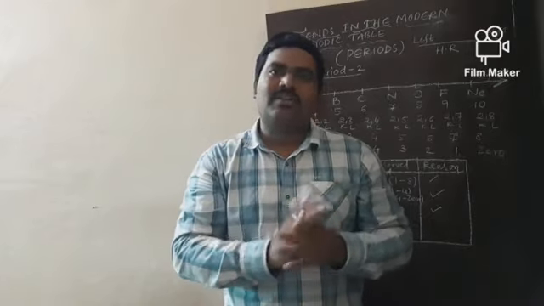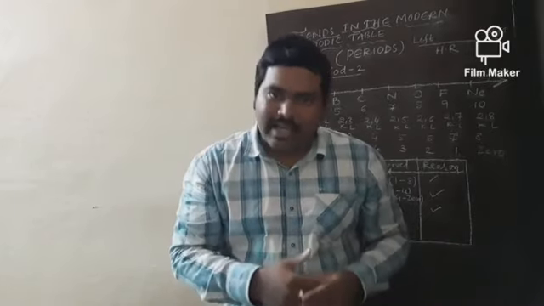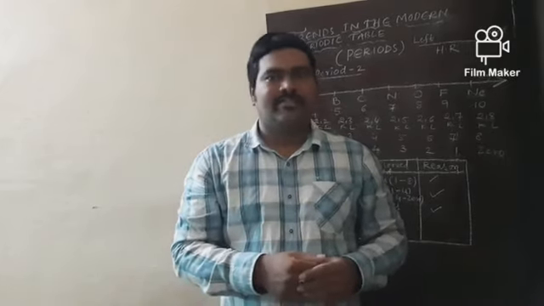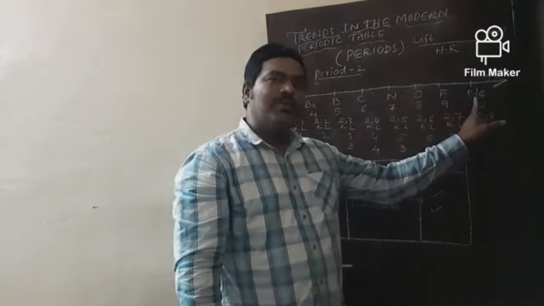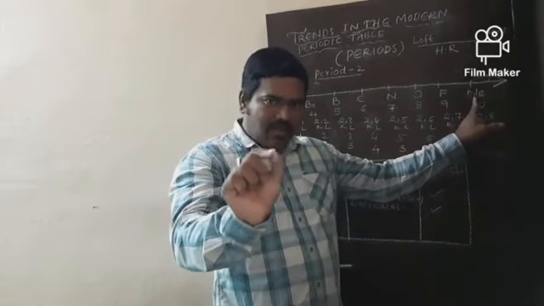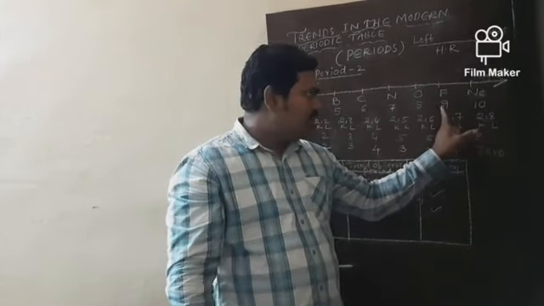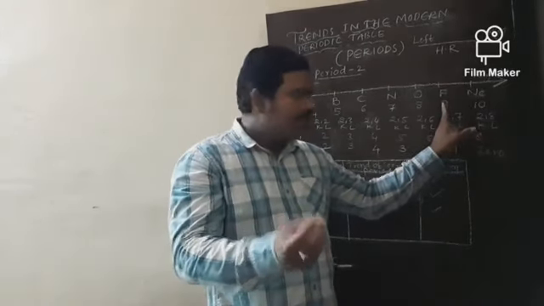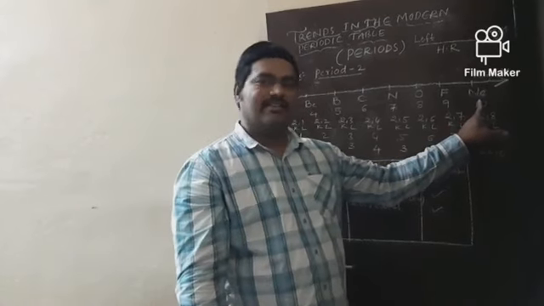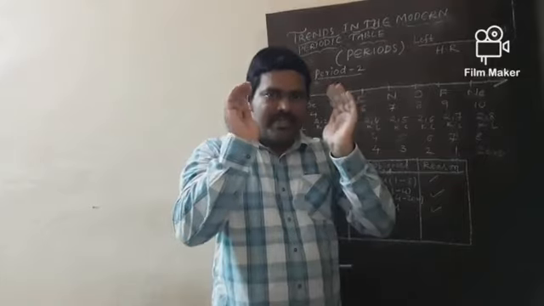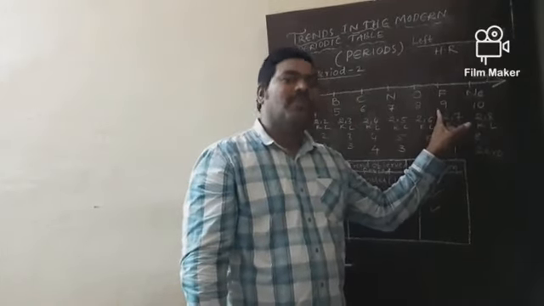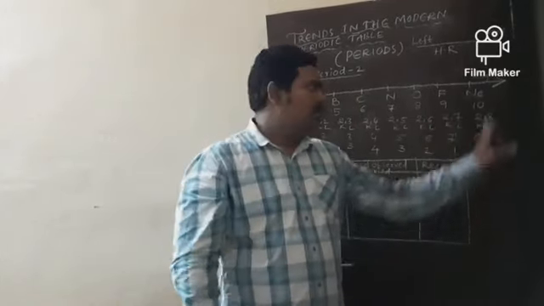Because of this trend, automatically atomic size decreases. But if you compare halogens with noble gases, the atomic size of halogen is lesser compared with the noble gas. That means noble gas atoms are of bigger size compared with fluorine. A little bit bigger, the noble gases.